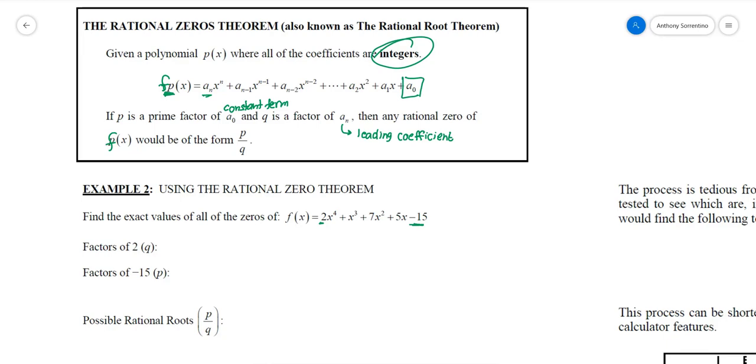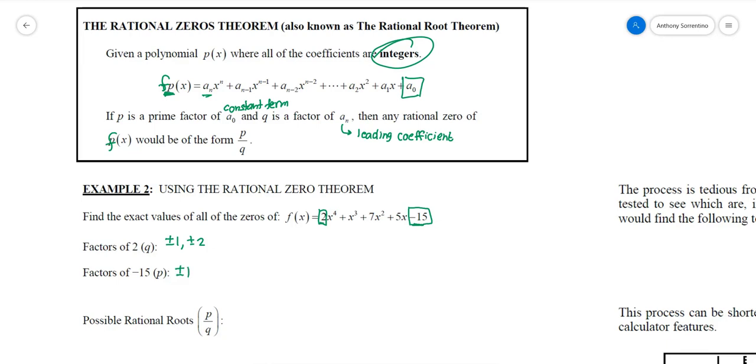The Q values are the prime factors of the leading coefficient. So I have to think, what integers go into 2? Well, it's not a whole extensive list. I have plus or minus 1 or plus or minus 2. Those are the factors known as Q. As for P, what numbers multiply to give me -15, or what numbers can I divide into it and get no remainder?